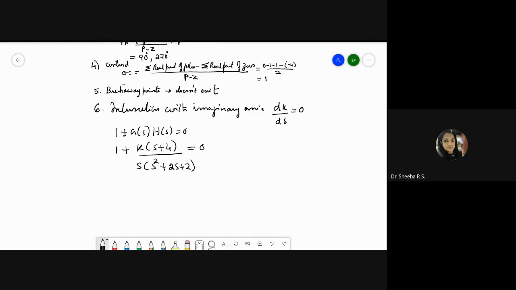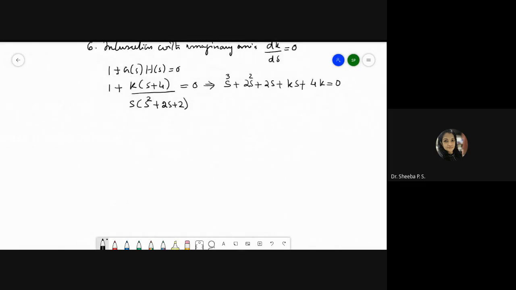Okay. So now when you cross multiply this, you will be getting this equation as s cube plus 2s square plus 2s plus ks plus 4k is equal to 0. When you cross multiply, the numerator becomes s into s square plus 2s plus 2 plus k into s plus 4. When you expand that, you will be getting this equation. Now what you have to do? For finding this one, you have to use Routh array. Okay, so now I'm just forming the Routh array. s cube, s square, s raised to 1, s raised to 0. So we will form the Routh array here.